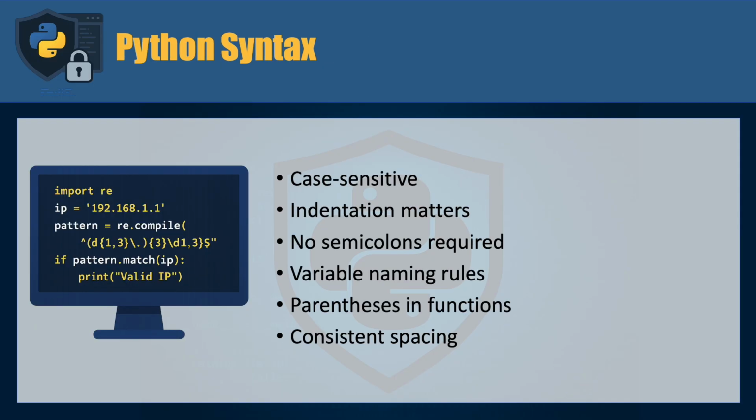Let's quickly review Python syntax basics. Python is case sensitive, so capital I, capital P, and lowercase i, lowercase p are two different variables. Indentation defines code blocks, no curly braces needed. Variable names must start with a letter or underscore and can't be Python keywords. Remember, meaningful variable names like IP underscore address are best practice in security scripts.